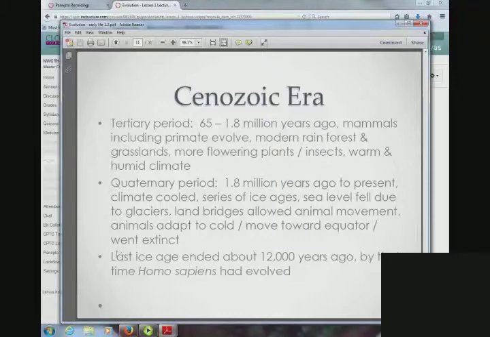During the Quaternary period, which is 1.8 million years ago to present, the climate cooled. We saw a series of ice ages. The sea level fell due to the glaciers, and land bridges allowed the animals to move. The animals could adapt to the cold or move towards the equator. Those who couldn't went extinct. The last ice age ended about 12,000 years ago, and by that time Homo sapiens had evolved.